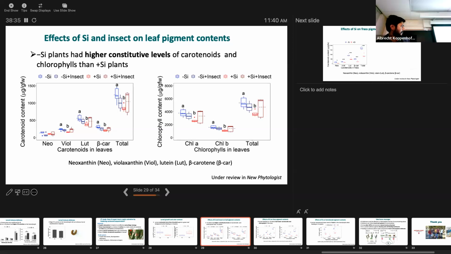You can see that in the absence of insect attack, just minus silicon and plus silicon, the carotenoid level was lower in plus silicon plants compared to minus silicon plants. But following insect attack, we found that there was no significant difference between plus and minus silicon plants. For both carotenoids and chlorophylls, the concentration was similar in leaf tissues following insect attack. But the constitutive level was higher in minus silicon plants.